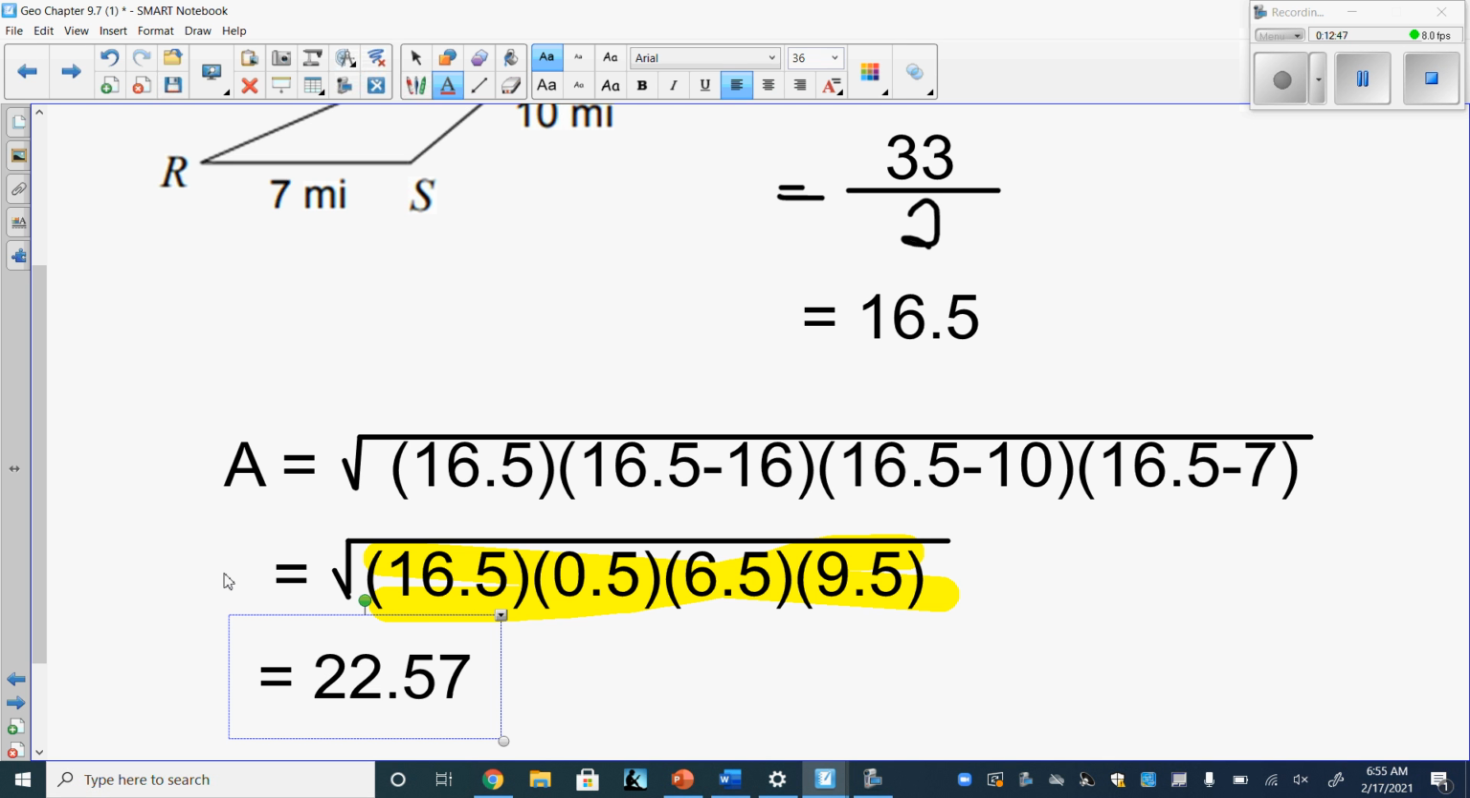So we added all three side lengths together, divided by 2 to get our 16.5. Plugged it in for S. Plugged in our three side lengths for A, B, and C. Simplified and got our answer. And that's it. That's all we have to do for this here.